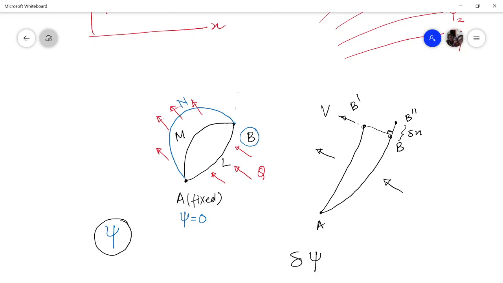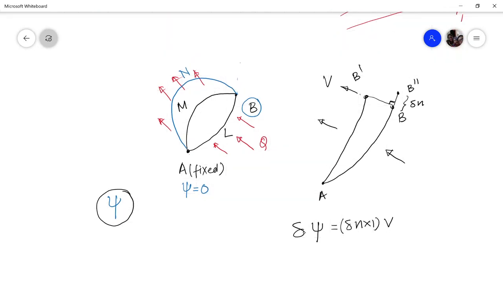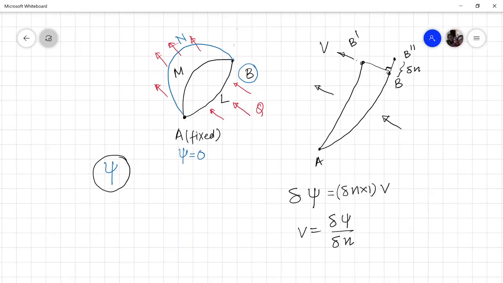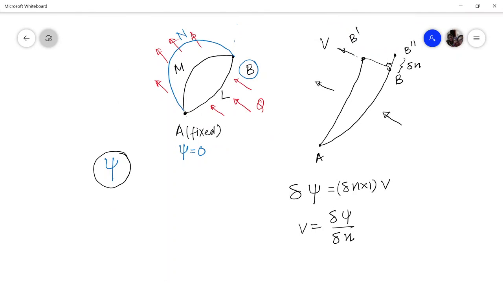Then this increment in discharge, because psi is now representative of discharge, will be given by this B double prime, that is del n times 1. This becomes the area through which the fluid is flowing with velocity v. So what you can do is write this v as del psi by del n. Therefore the velocity at this particular point B can be expressed in terms of the stream function now. How?